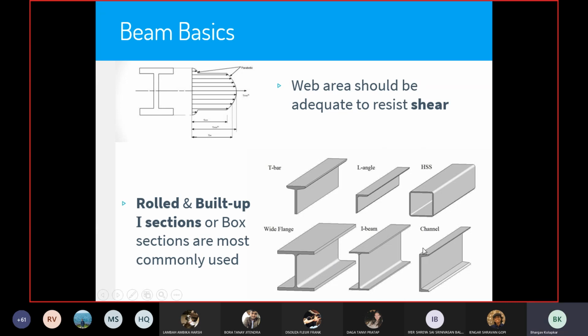Then we can use channel sections in exceptional cases. You can combine channel sections to form a compound section and use it as a beam, or you could use a wide flange beam, or you could use a hollow section. So rolled and built up I sections or box sections are most commonly used. But even in these, rolled and built up I sections are most commonly used as beam sections.